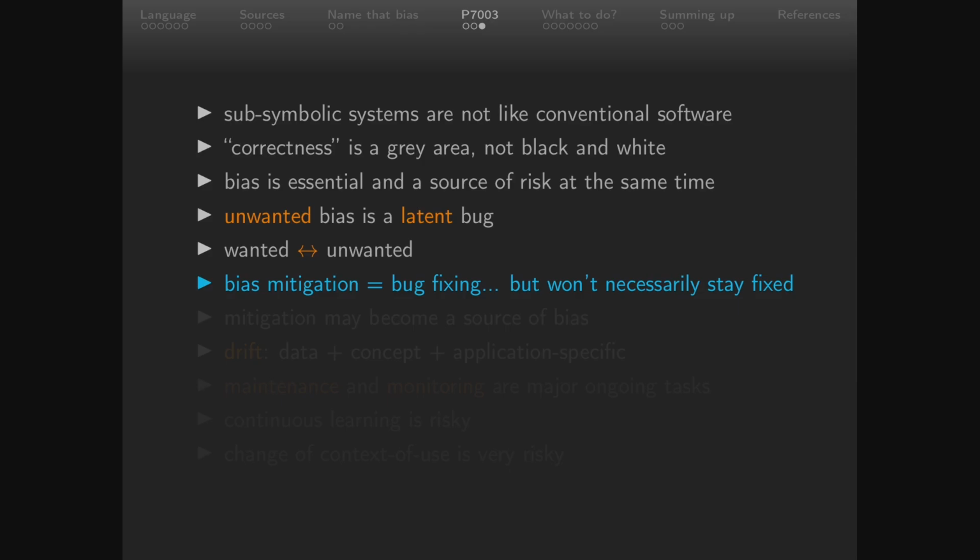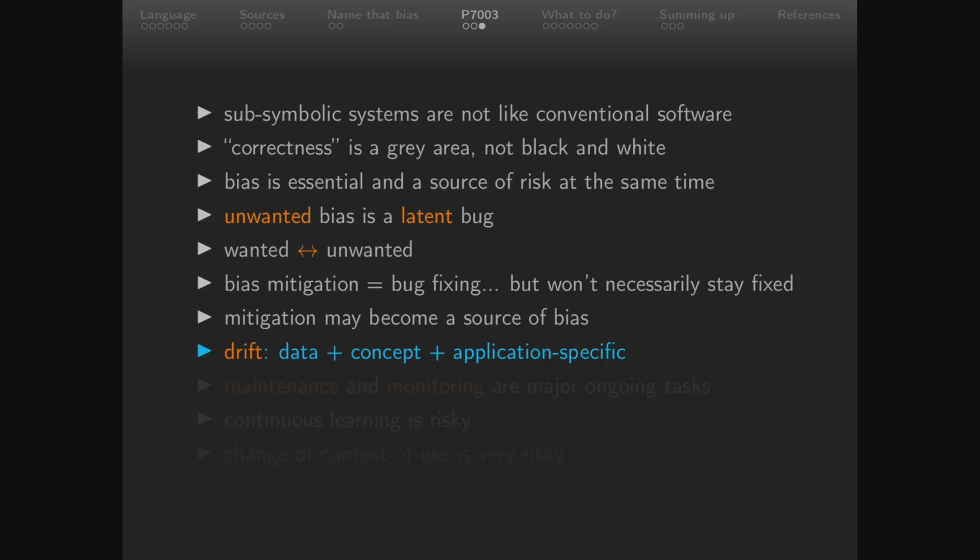So it's a kind of bug fixing, but unfortunately, it's bug fixing that doesn't fix the problem permanently. It's just a temporary remediation. We've moved the system into a better state, and that's the best we can say about it. Unfortunately, that fix you made last year may well become the source of a problem next year, or whatever time frame you want to work in, because that mitigation may become a source of bias, which means you then need to undo it.